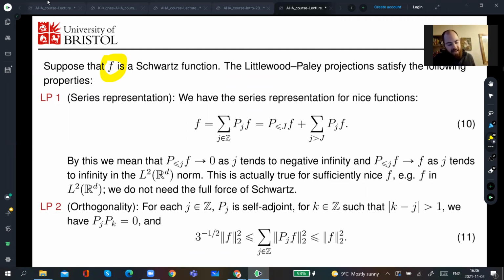The way we can mean that is that if I look at P_{≤j}, as j tends to negative infinity, this operator tends to 0. And as j tends to positive infinity, this operator tends to the original function. That's one nice property. Another property is this orthogonality that I was talking about. I just mentioned that if you're sufficiently far from one projection, then you're going to be orthogonal to it. Similarly, each projection is self-adjoint. And the really interesting thing is that you can compare the L2 norm of the original function with the L2 norms of the Littlewood-Paley pieces of your function.